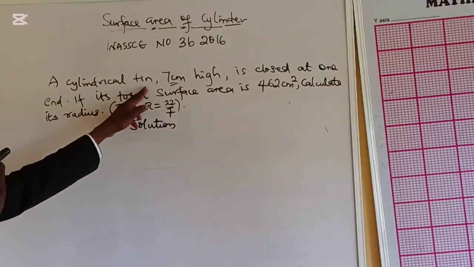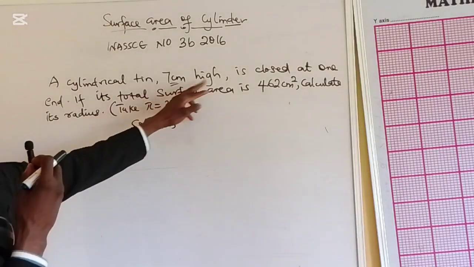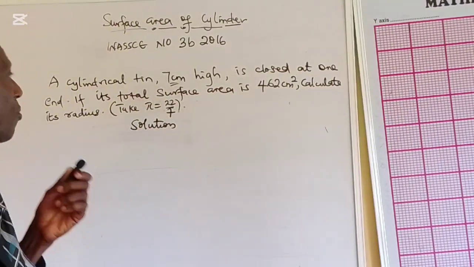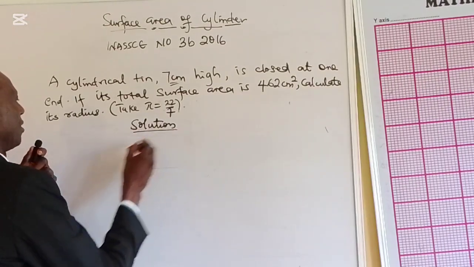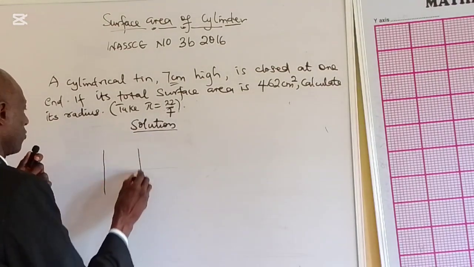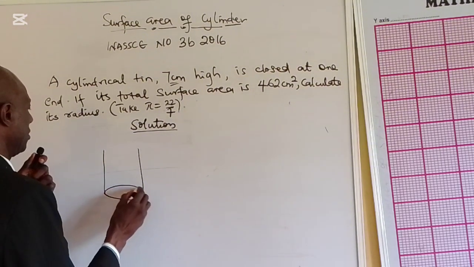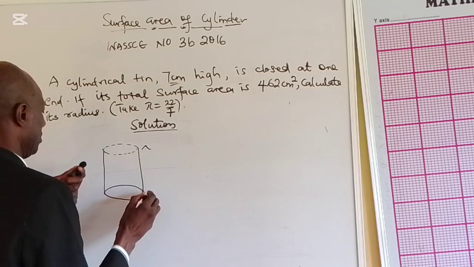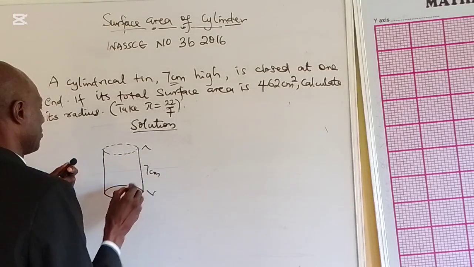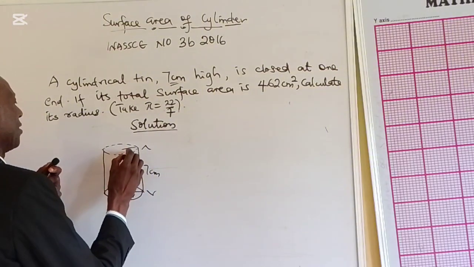2016. A cylindrical tin, 7 cm high, is closed at one end. If its total surface area is 462 centimeters squared, calculate its radius, taking pi to be 22/7. So the cylinder is closed at one end. Look at it, it's not open at this other end. And the height is given to us to be 7 centimeters. Find the radius.